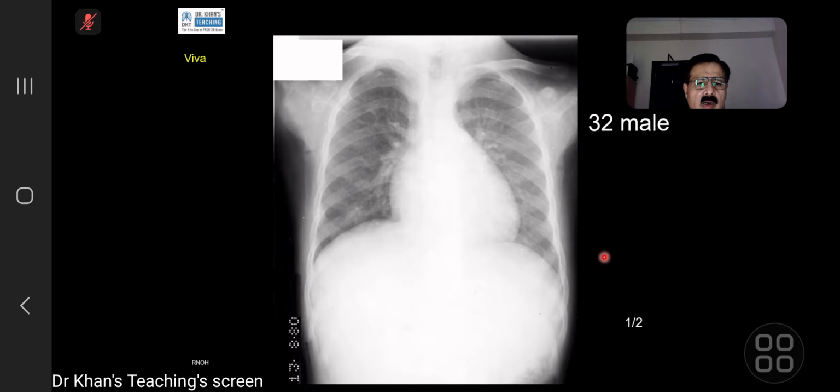Okay, somebody has picked it up. If you see here, you can see this lucency here, and a similar lucency here. These are Looser zones. Candidate 4, what is the pathology when you see Looser zones? Osteomalacia. Yeah, osteomalacia.